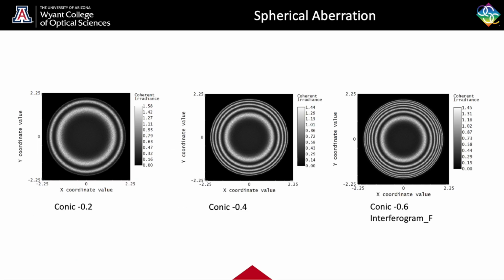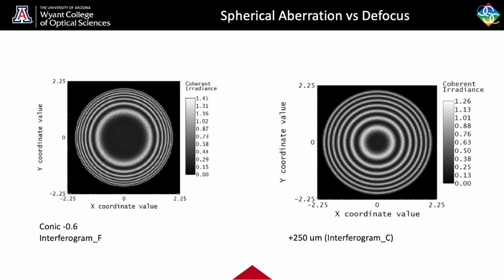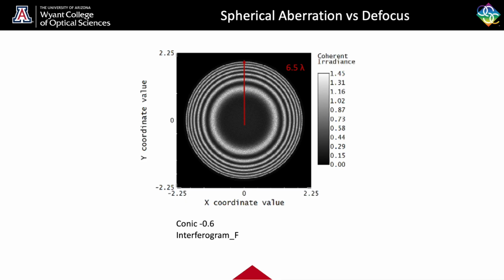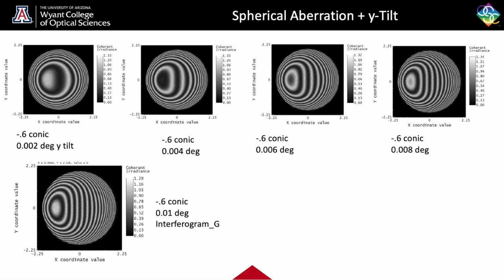We can simulate spherical aberration in the system by changing the mirror from spherical to elliptical and varying the conic constant. Spherical aberration forms concentric rings like defocus, but the spacing changes to the 4th power. To find the amount of spherical aberration in the interferogram, we can count the radial fringe pairs again like we did with defocus. This interferogram has about 6.5 waves of spherical aberration. Adding tilt to spherical aberration moves the central fringe along the axis of the tilt.